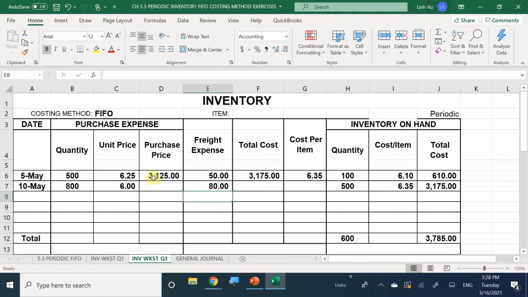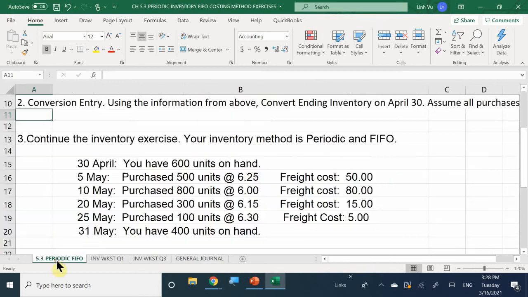So what is my purchase price here? $4,800. My total cost? $4,880. And then what is now my cost per item? Because it's batches, so I have to solve for this. $6.10. Yeah, $6.10. Okay, good. Excellent. So then what happened next on May 20th? Purchase 300 for $6.15 and freight $15.